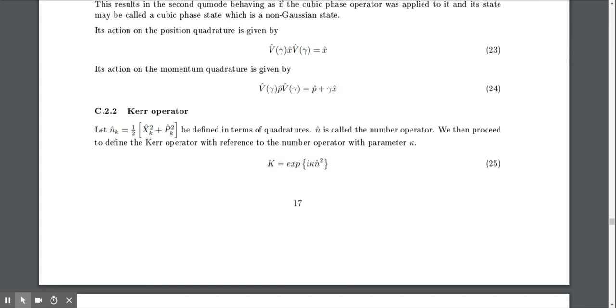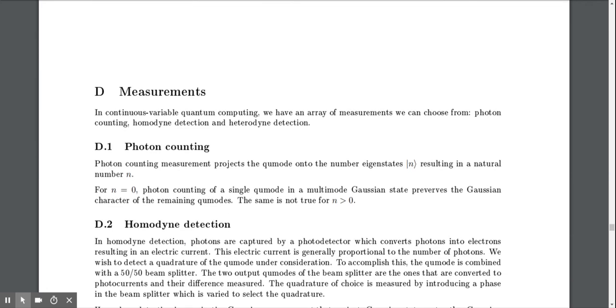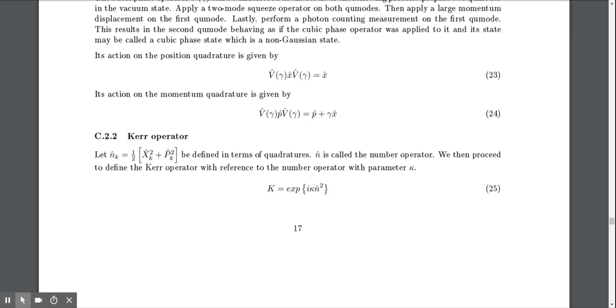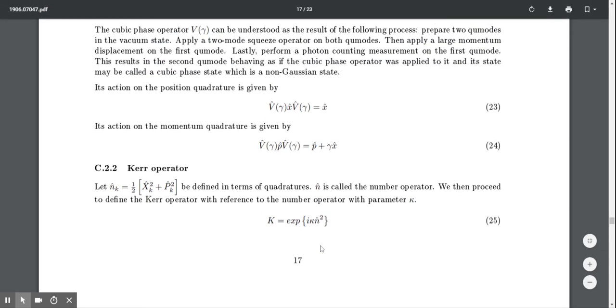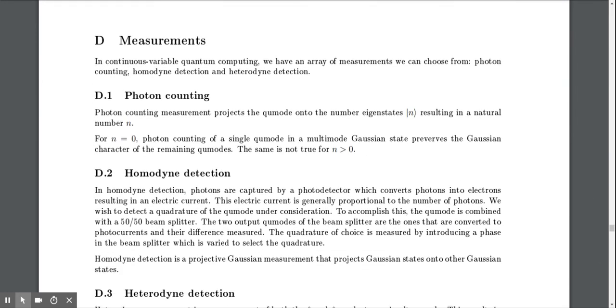But I can do this as I work through the actual architecture and the actual code. That basically gives me, I think, a rough idea. And then measurements. There's just a bunch of weird operators in here, and you can do different measurements. Photon counting: you count, I guess, the number of photons, and then you get a real number.